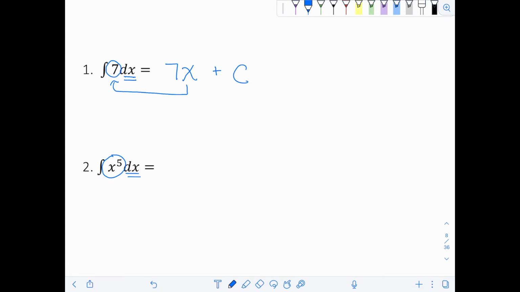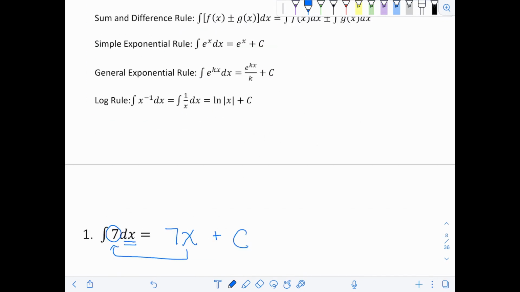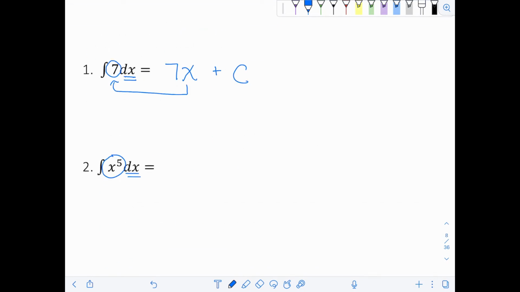For x to the fifth, if we want to integrate it, instead of just thinking about going backwards, I'm going to specifically apply this power rule to show you what it looks like when we apply the power rule for integration. In this case, the exponent is 5, so n is equal to 5. Applying that rule, it would be x to the 5 plus 1 over 5 plus 1.